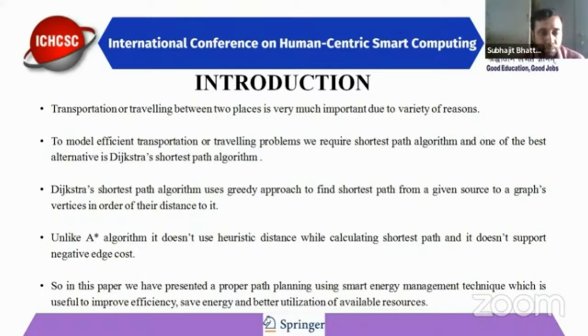Now our aim of this paper is proper path planning between the 2 points using the smart energy management technique. Smart energy management means we are not only interested in finding the shortest path between the 2 points, we also want to minimize the energy consumption while traveling between the 2 points. So that is the aim of the paper.